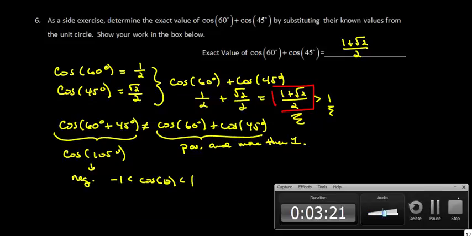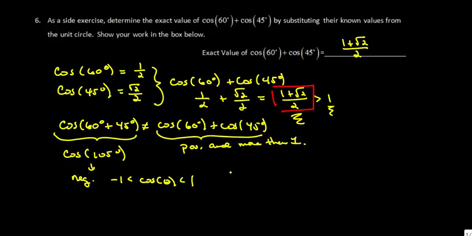So again, just so that everyone's clear, we'll make this as a note down here. You can't distribute the cosine function into the arguments.